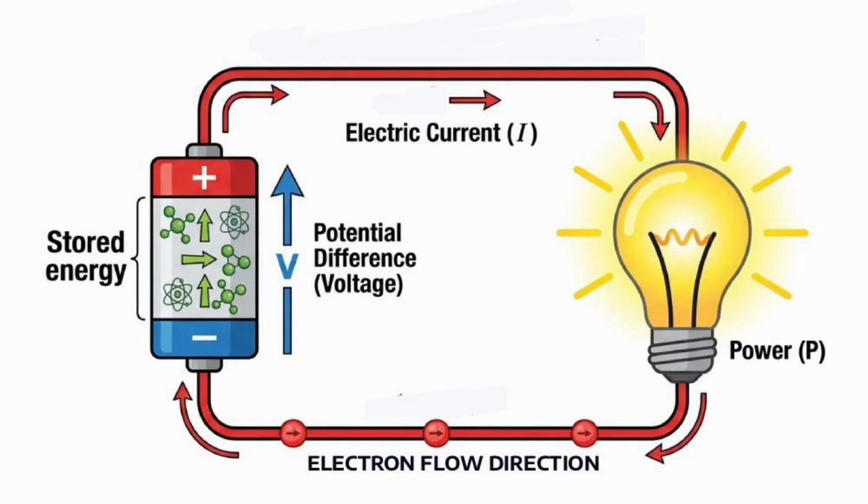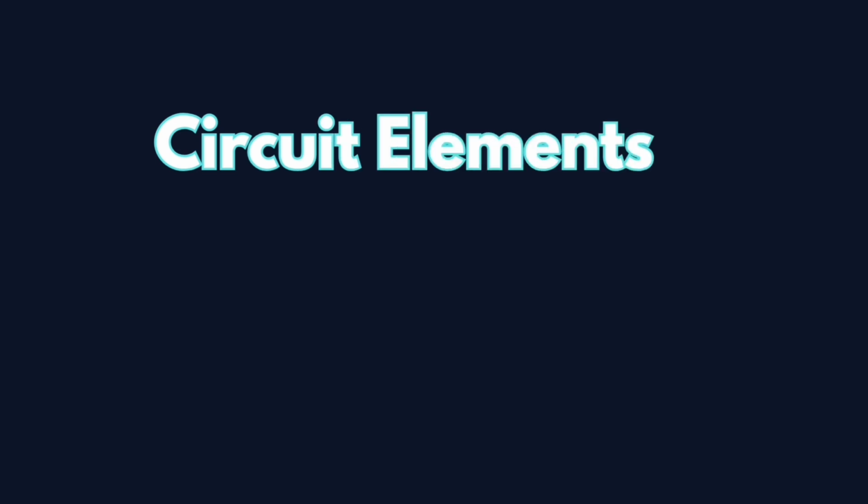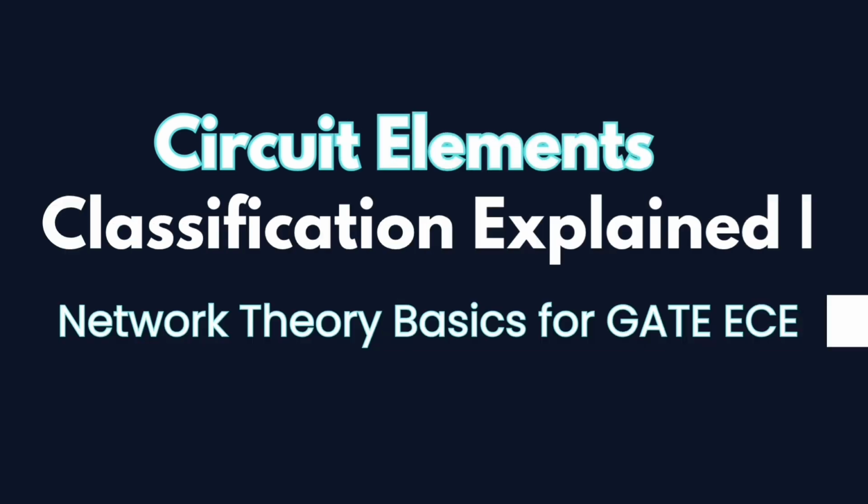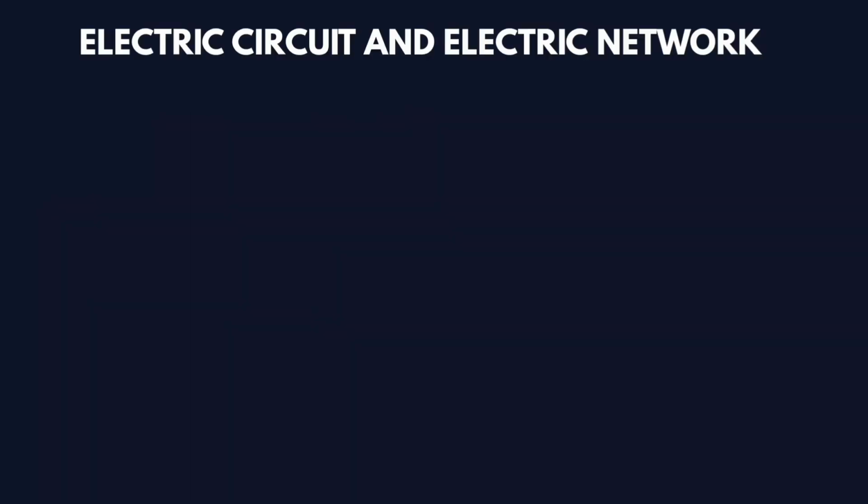In the previous video, we understood the basic electrical quantities like current, voltage, power, and energy. Now, let us take the next step and understand the different types of circuit elements used in electrical networks. Let us begin with the difference between a network and a circuit.